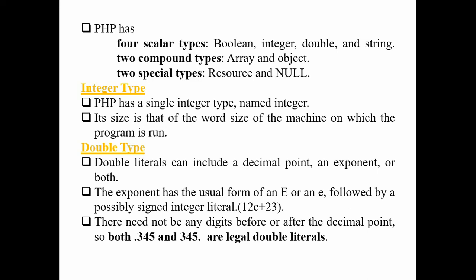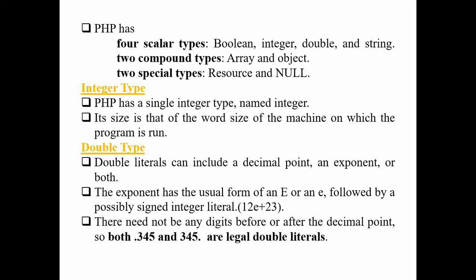Starting with the integer type, PHP has a single integer type named integer, and different sizes can be allocated for a particular variable. The size of an integer variable in PHP is the word size of the machine on which the program is run.